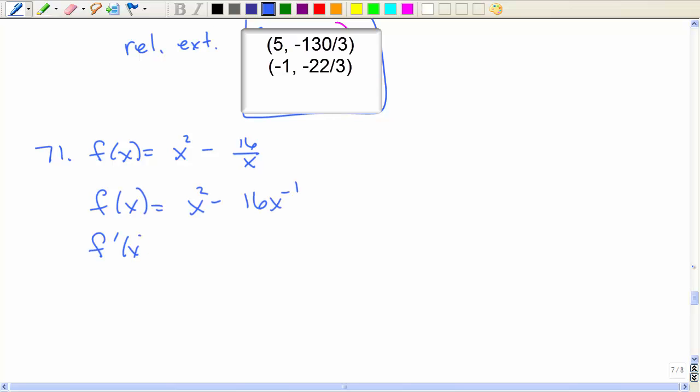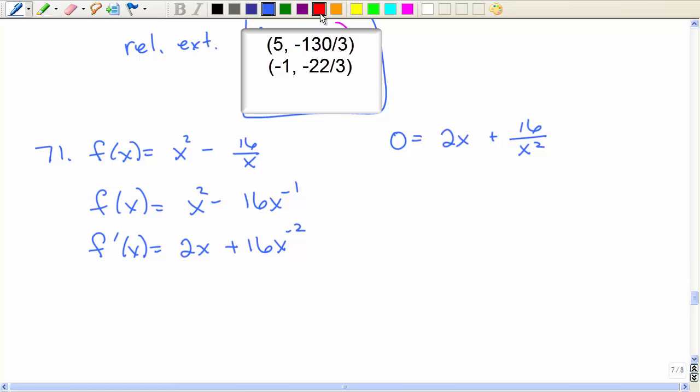Let's look at number 71, and again I'm just going to be using x's. It says take the first derivative and set that equal to 0. So that's going to be interesting. So I have 0 equals 2x plus 16 over x squared. Now how do I solve that for 0?